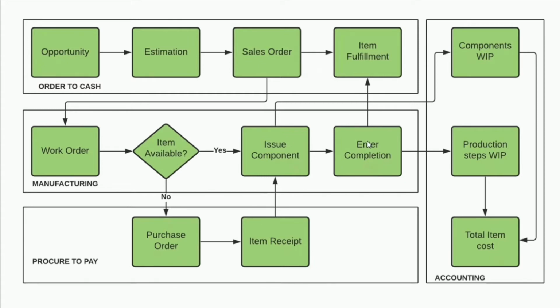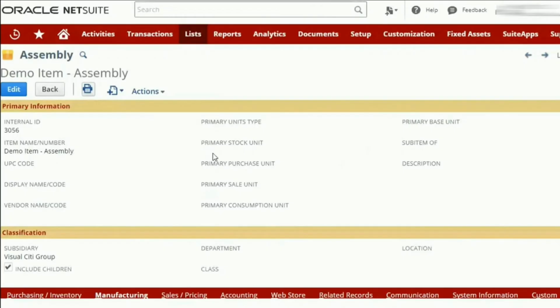NetSuite allows accounting to be done in two parts. First, on issue components, we have components work in progress. Second, on enter completion, we have production step work in progress. Finally, based on those, the total item cost will be calculated. Now, let's do a quick demo.